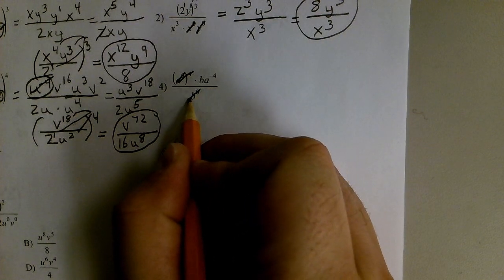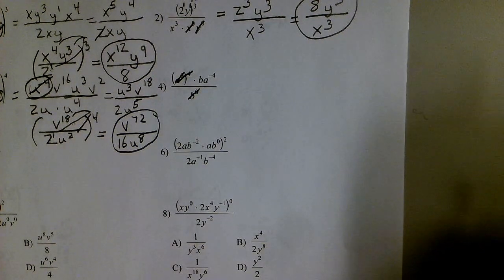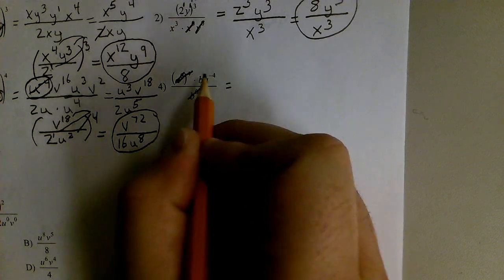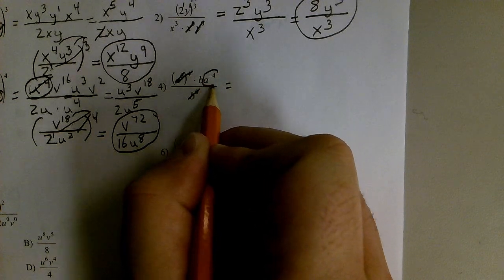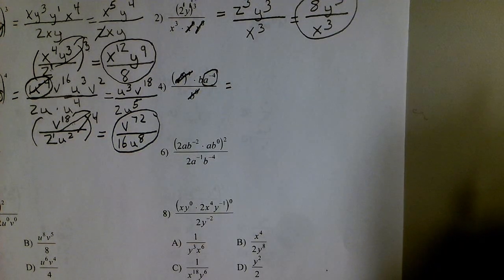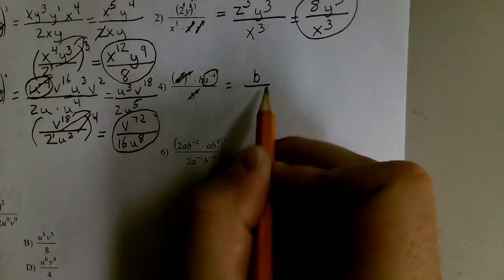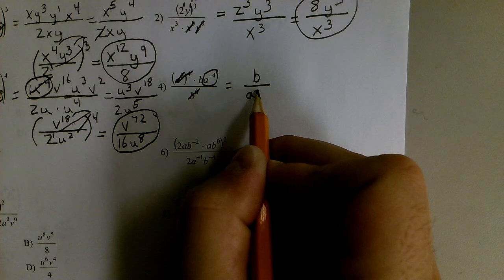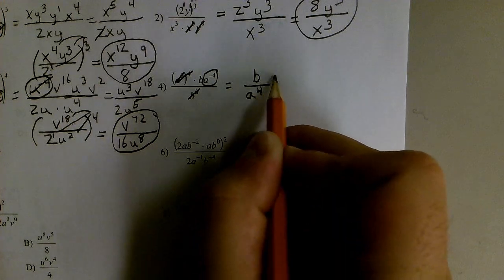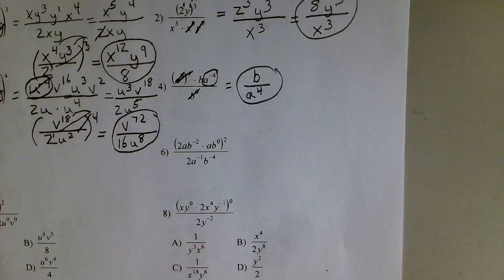We have a b to the 0 in the bottom we can get rid of, and then this one's really nice because we're just going to take this a to the negative 4 and move it to the bottom. So we've got b up top. We're moving that a to the bottom, and instead of a negative 4, it's going to be a positive 4, and woohoo! A nice easy one. That's all we had to do.